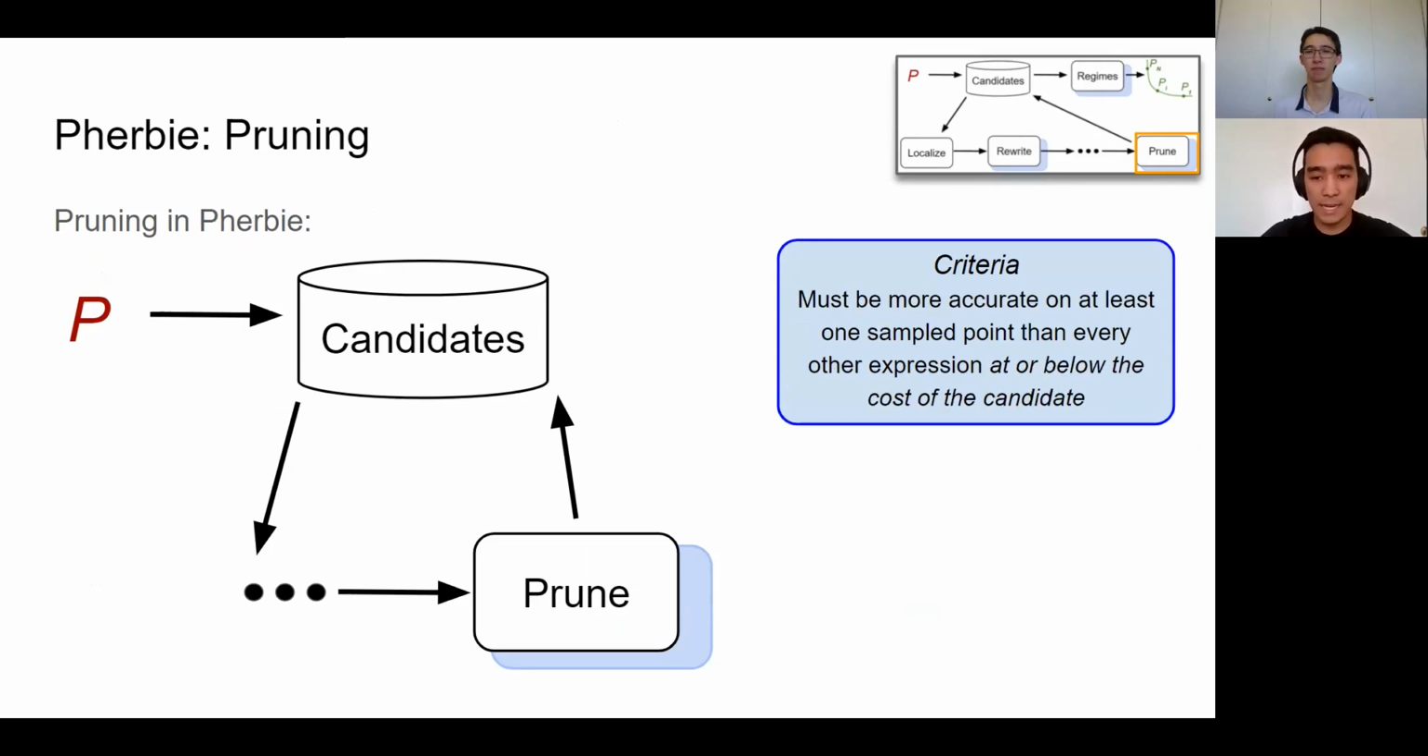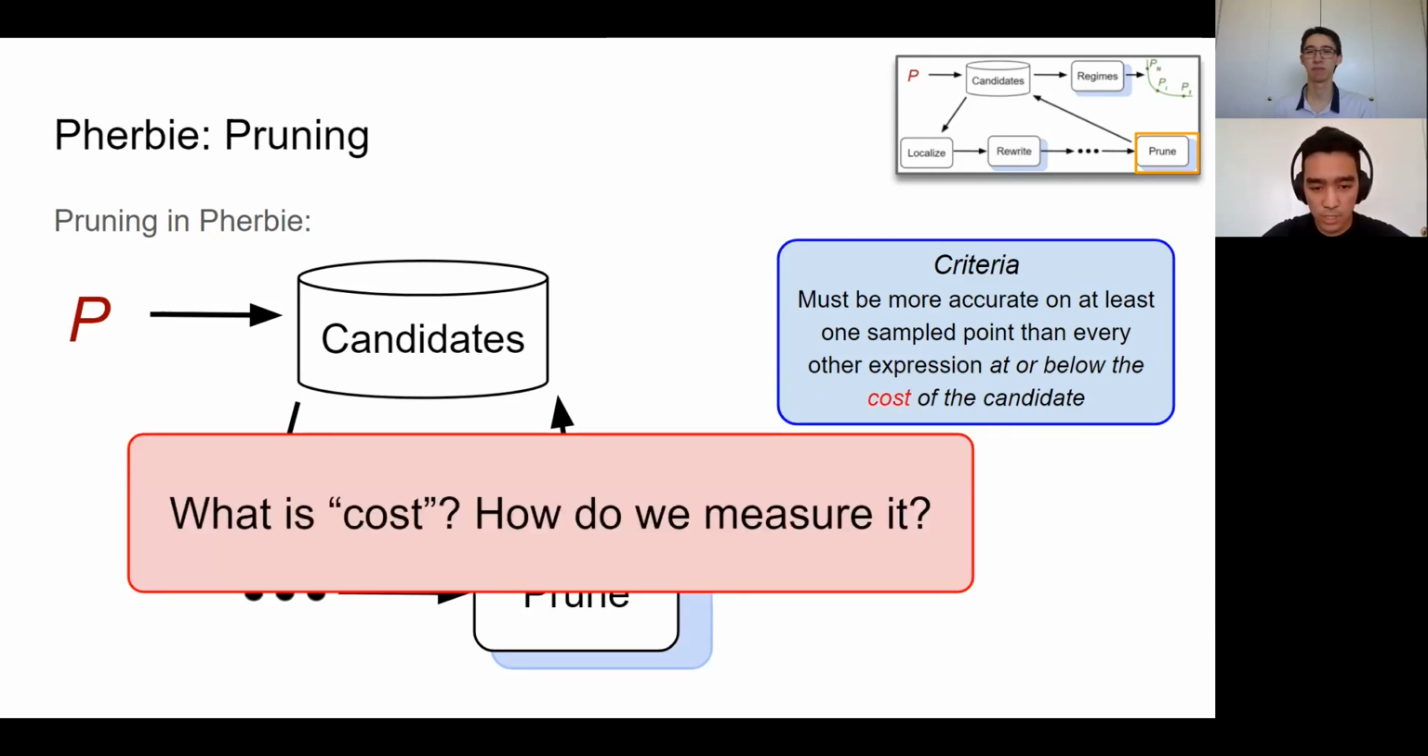So for Pherbie, we add a second condition. That is, we should only compare against other expressions that are at or below the cost of the candidate. In other words, it'll stay in the table if it is best in class on at least one sample point. Of course, what is cost and how do we measure it? Well, cost is just some measure of the candidate's speed.